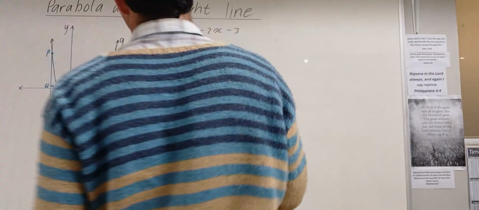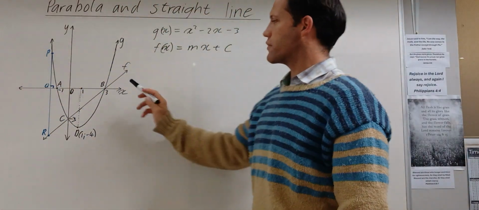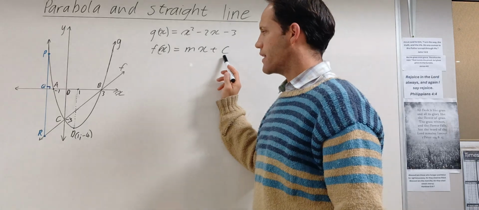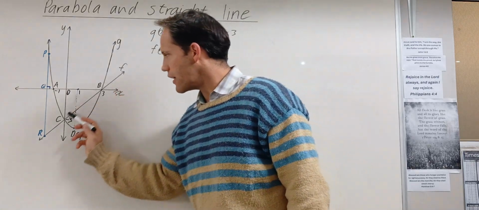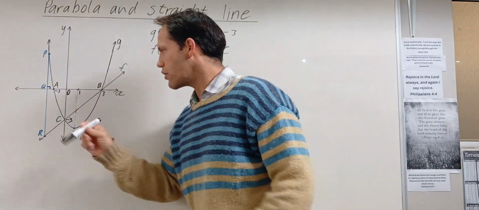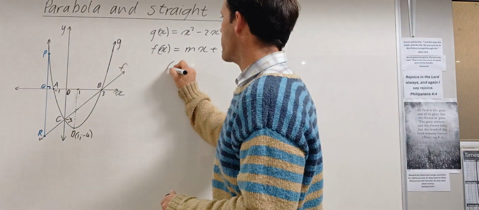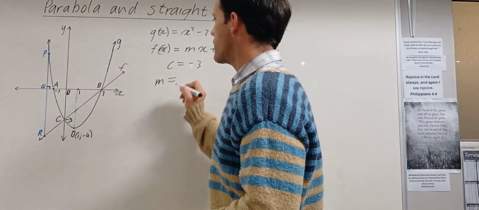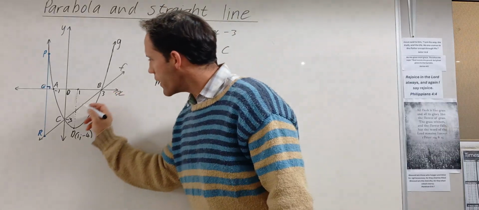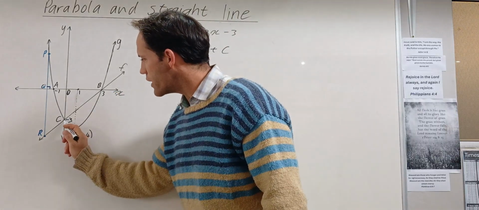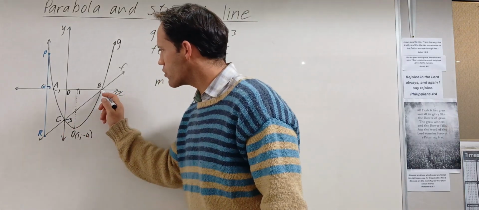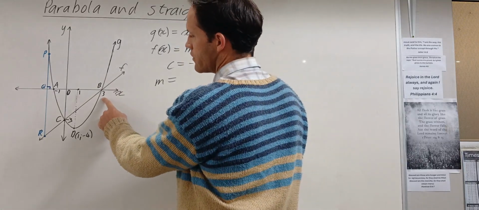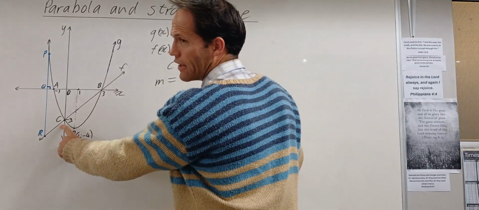So now the next question is to find m and c for the straight line. We want to find the gradient and the y-intercept. So we know the straight line goes through -3. So we know the y-intercept is c equal to -3. So all we need is m, the gradient. What you can do to find the gradient is use this coordinate here and this coordinate here. So this one is (3; 0). This one is (0; -3).